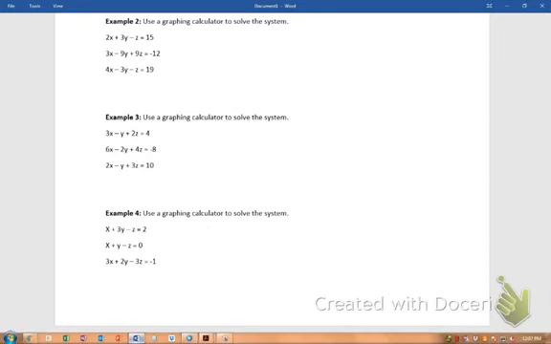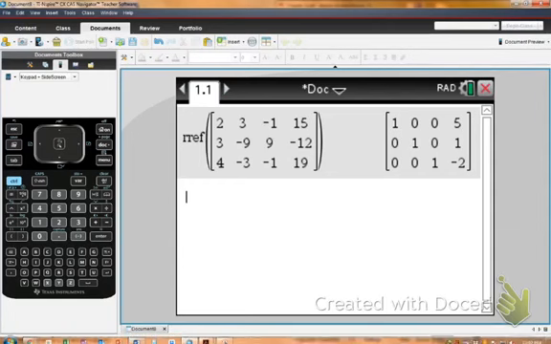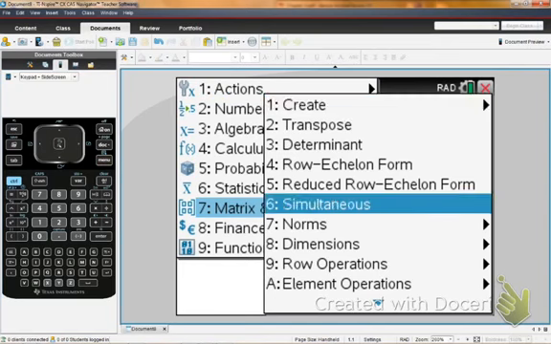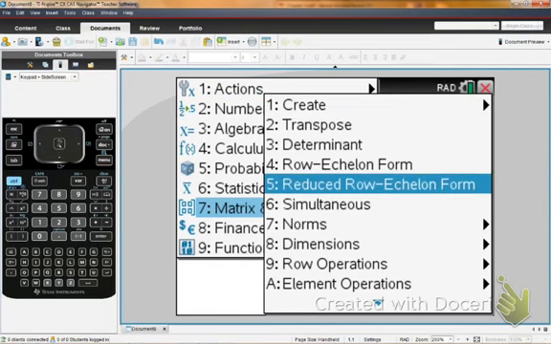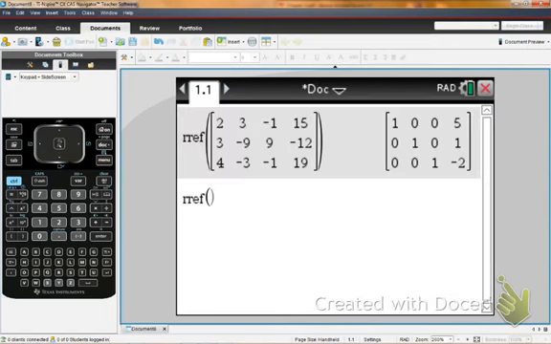So let's go put it into our calculator. We're still going to do RREF, reduced row echelon form. I'll show you how to find that again. Menu, Matrix and Vector, reduced row echelon form, not row echelon form. And then we put in our matrix.